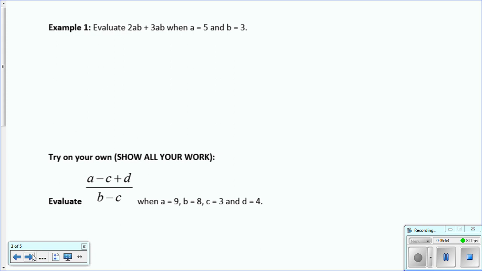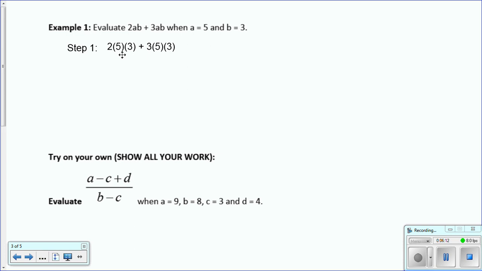Alright, let's try an example. So here we have to evaluate 2ab plus 3ab when we know a is 5 and b is 3. Alright, so step 1, we're going to go ahead and plug in 5 and 3 for the a and b throughout the expression. And I will use parentheses.